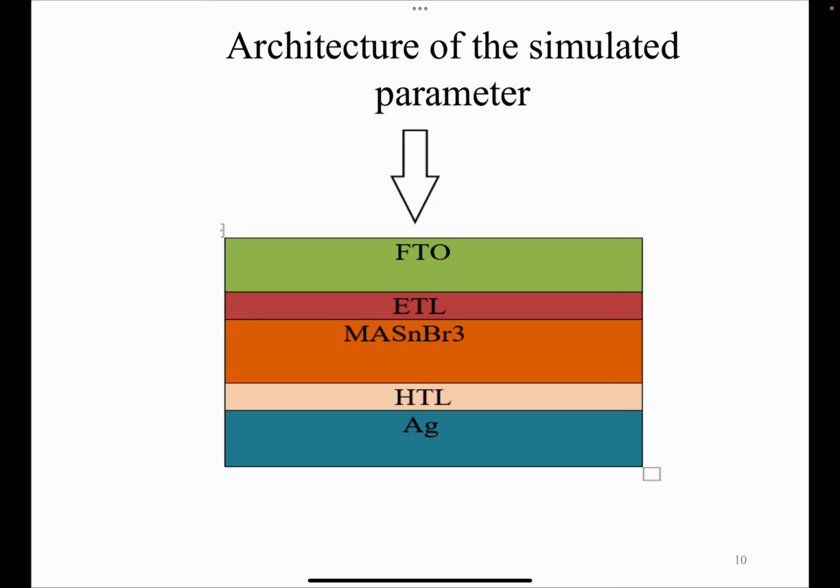The front layer is called fluorine tin oxide, the second layer is called electron transport layer, and the fourth layer is called hole transport layer, and then its contact is silver. In between, the absorber layer is called methyl ammonium tin bromide. Instead of lead, we have taken tin.